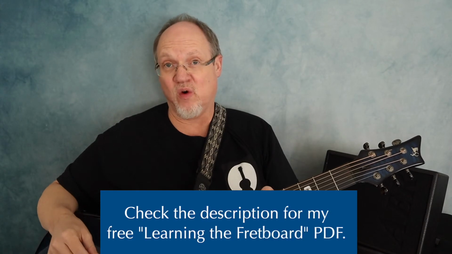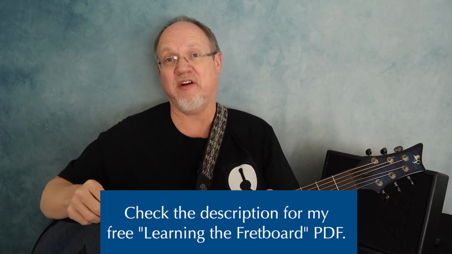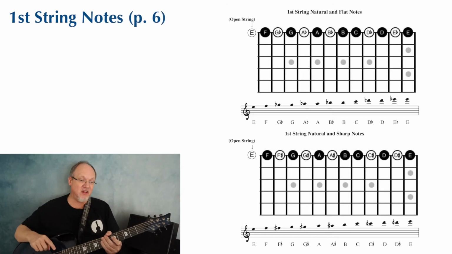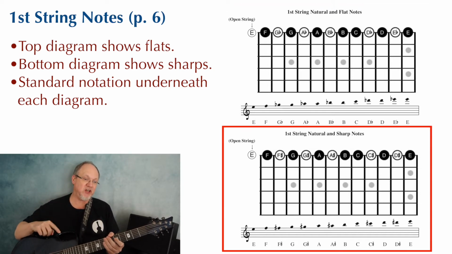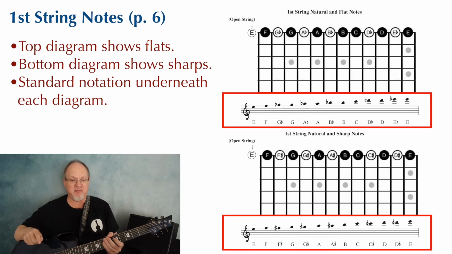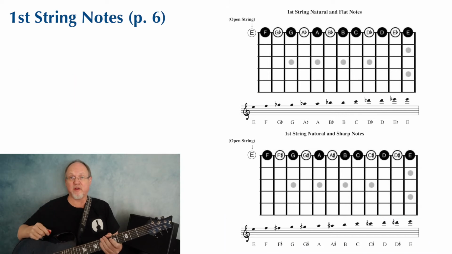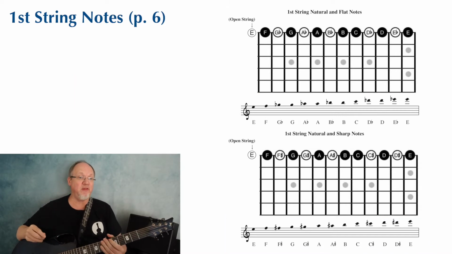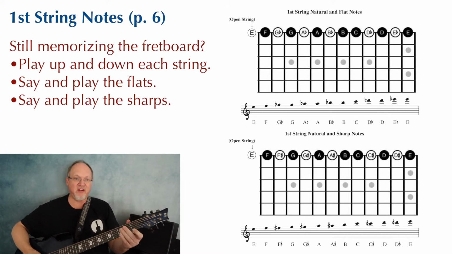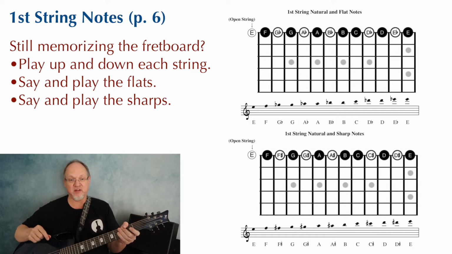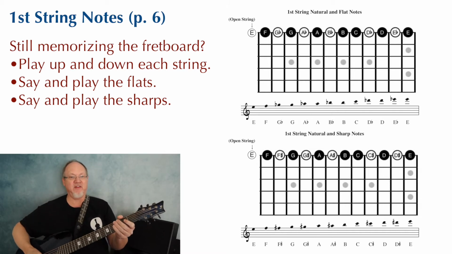That's a lot of notes to look at once, so on the next few pages we break it down string by string. On page 6, you'll see the first string notes only, with the top diagram showing the flats and the bottom diagram showing the sharps. And underneath each diagram you can see how each note is written in standard music notation. Now, if you're still working on memorization, you can use these diagrams to help with that. For example, I could take this top diagram and play up and down the first string, saying and playing each note, also paying attention to where each note appears on the fretboard and how it's written in the staff.